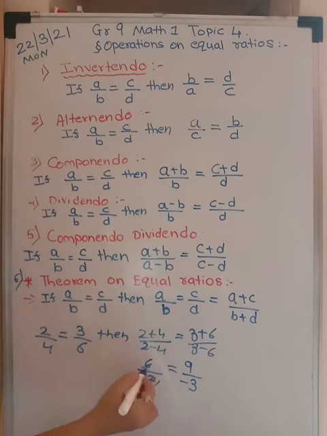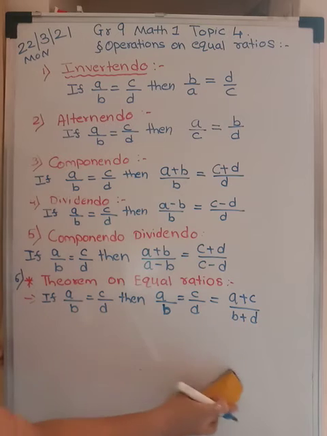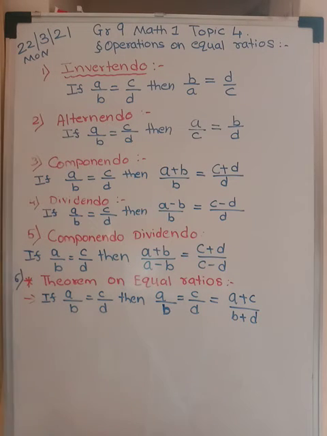2 ones are 2, 2 threes are 6. So it is minus 3 upon minus 1, which is equal to minus 3. This is 3 ones are 3, 3 threes are 9. 3 upon minus 1 again becomes equal to minus 3. Is this clear, everyone? Alright. So both the ratios are equal. Have you understood componendo, dividendo, all these three?